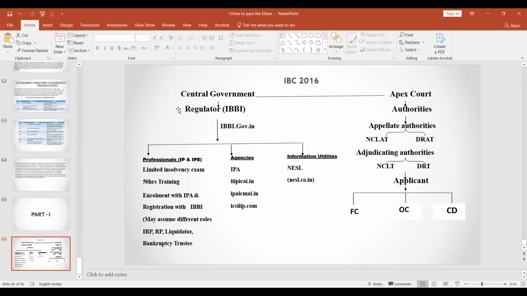So what is the trigger point? The trigger point is the default. If there is a default of 1 crore rupees or more, then either the financial creditor, operational creditor, or corporate debtor can move an application to NCLT, which is the adjudicating authority. And for individuals and partnership firms, the adjudicating authority is DRT. For orders of NCLT and DRT, if you want to appeal against their orders, you can go to NCLAT and DRAT, and ultimately the appeal lies to the Supreme Court. So this is the basic framework.